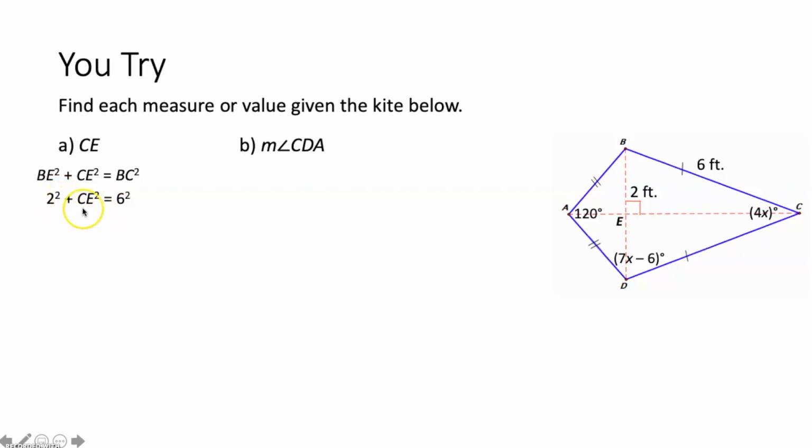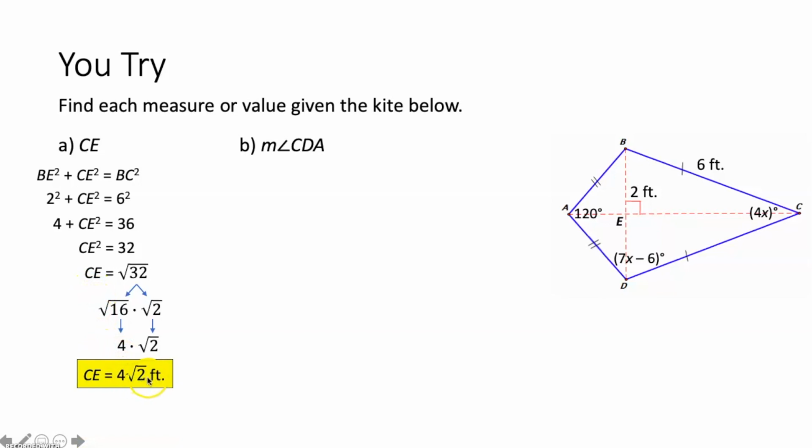2 squared is going to be 4. 6 squared is going to be 36. I subtract 4 on both sides, square root both sides, and I get the measure of segment CE has to be equal to the square root of 32. Now, I don't want to leave this rad 32 if I can simplify this. Is there a perfect square that goes into 32? Yes, 16 does. So I can break this up into rad 16 times rad 2. I chose 16 because it's a perfect square, and the square root of 16 we know is 4. Rad 2 stays rad 2. You can't break that up any further. So you know that the measure of segment CE has to be equal to 4 rad 2 feet.